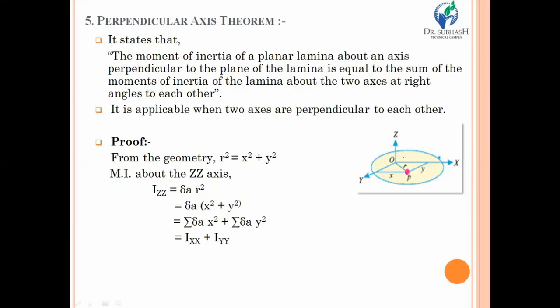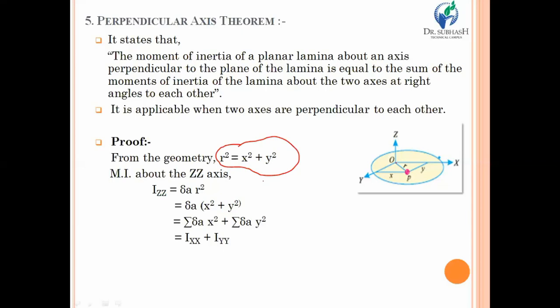From the geometry, there is a plane lamina given, and the origin point is O, from where the x, y, and z axes are specified. Now, consider a point P which is located at a distance x from the y-axis, distance y from the x-axis, and distance r from the z-axis. Okay. Now, with the help of a trigonometric relation, we can write that r square is always equal to x square plus y square.